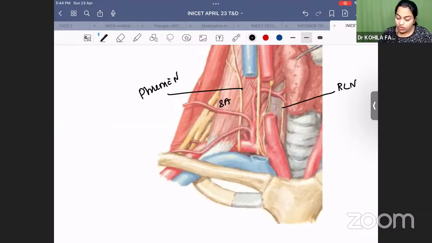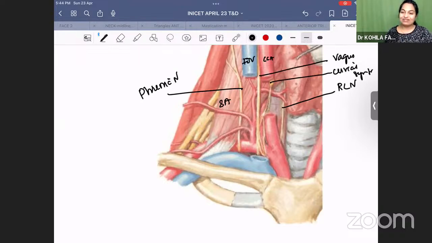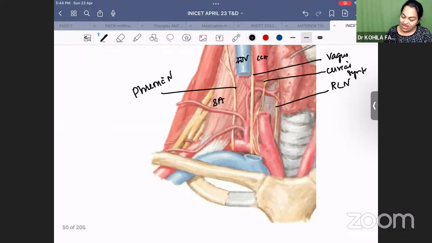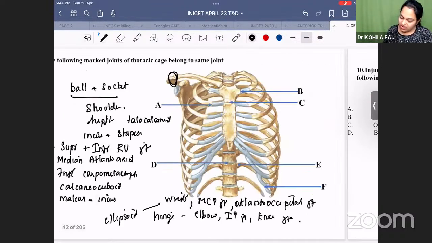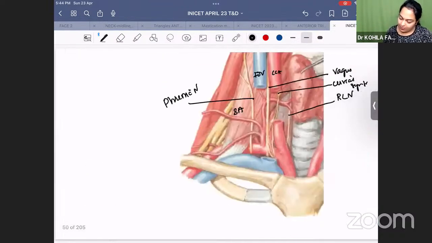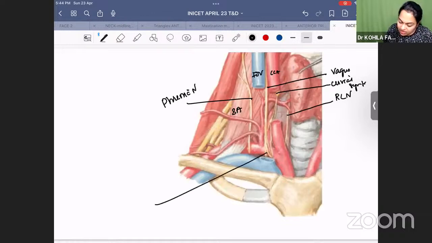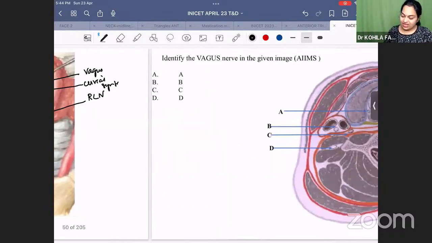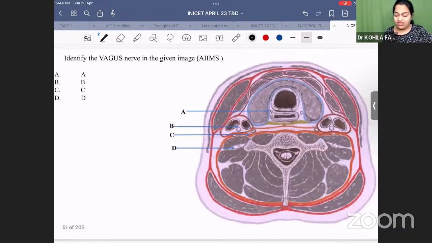And here the carotid sheath, like you see IJV, the common carotid artery. So this is going to be vagus. And you can see the ganglia here. This is cervical part of sympathetic trunk, right? Sorry, where is that? One second. Here. This is the right recurrent laryngeal nerve, which I told you is going to wind around the first part of subclavian artery. Okay. This was asked in the previous years.